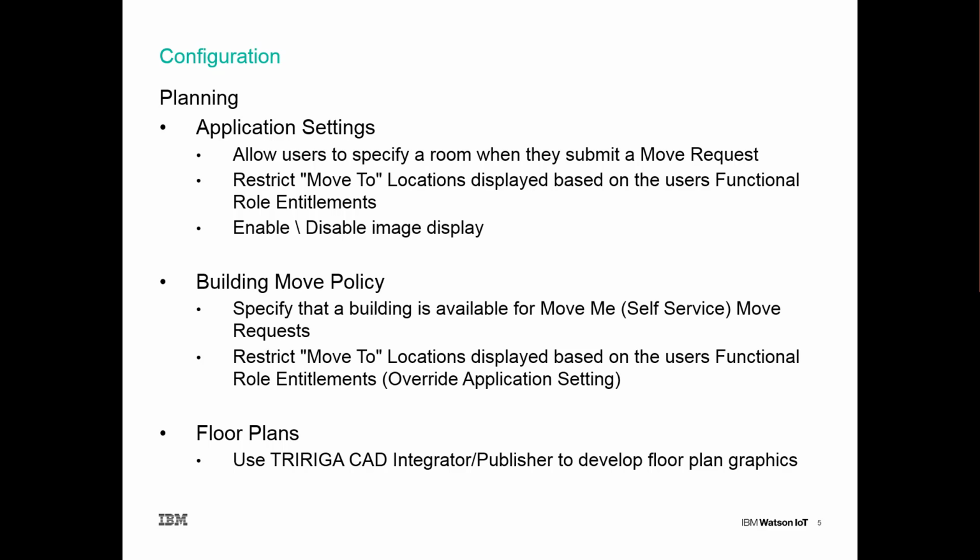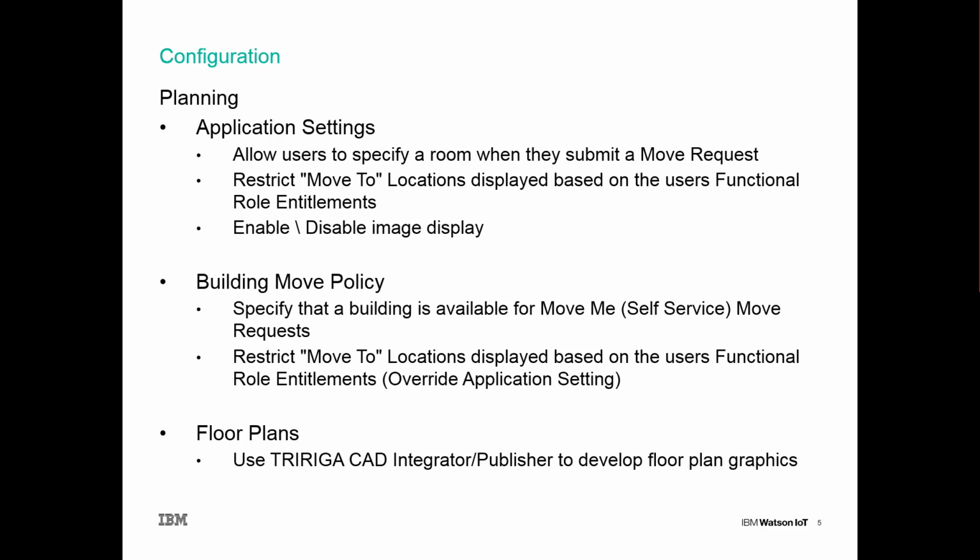In addition to the application settings, we have some building move policy settings. The first one there is to specify that a building is available for the MoveMe self-service move request. So if you want a building to be included when the user searches for buildings, you need to enable that particular setting.